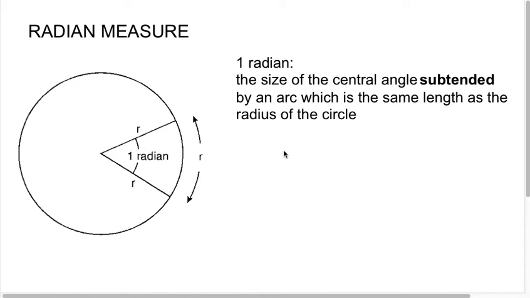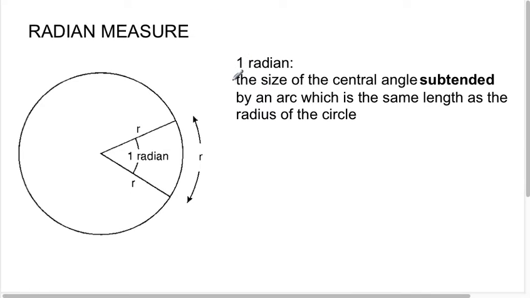Hello students. So far we always measure angles using degrees, so that's the unit. And now we are going to look at a new unit of measuring angles, which is called radian. So what is actually a radian?